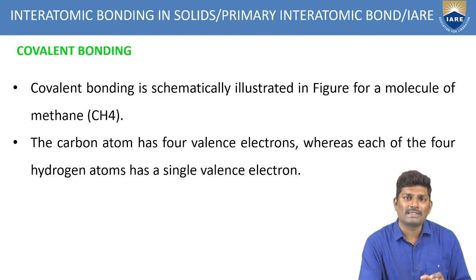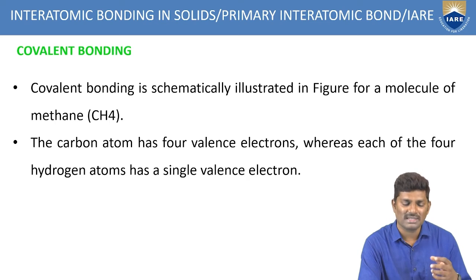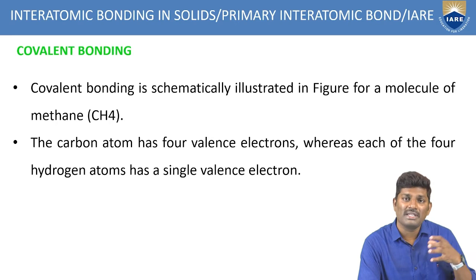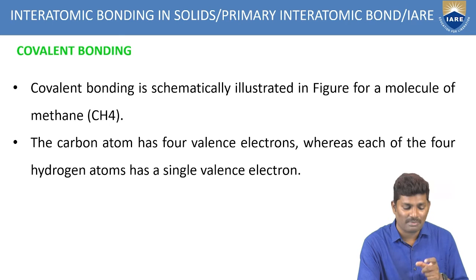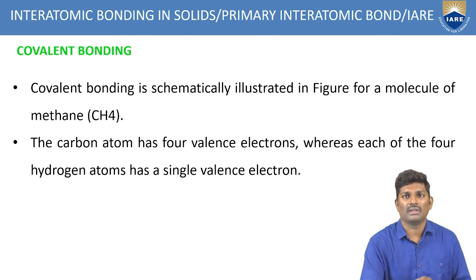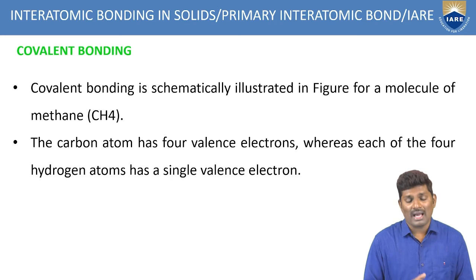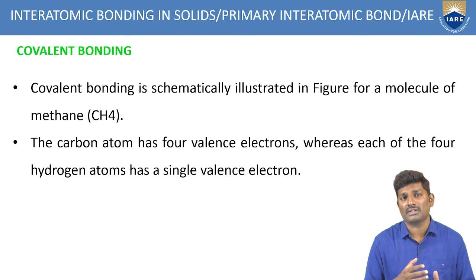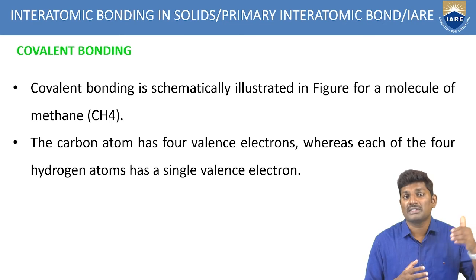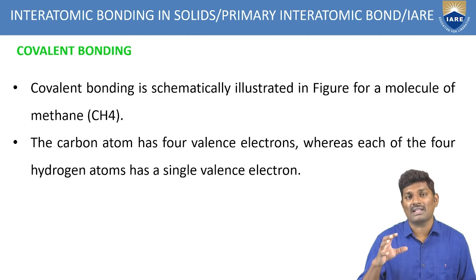If you want to explain this covalent bonding clearly, methane, CH4, is the best example of how carbon shares electrons with hydrogen. Generally in this methane, carbon has 4 valence electrons, whereas hydrogen has a single valence electron. So carbon has 4 valence electrons, and how these 4 valence electrons are shared with hydrogen, we will see now. And how a covalent bond is formed by sharing these 4 valence electrons with the single valence electron in the hydrogen.